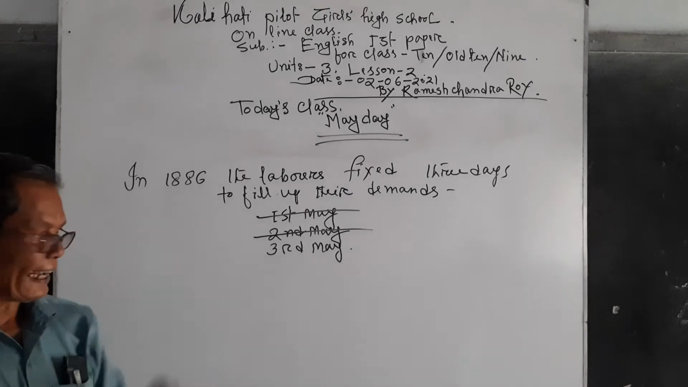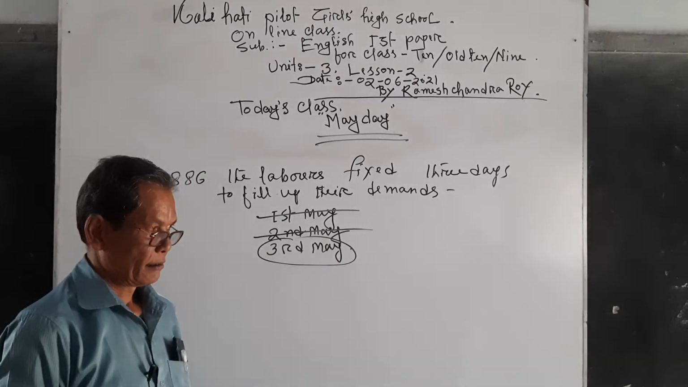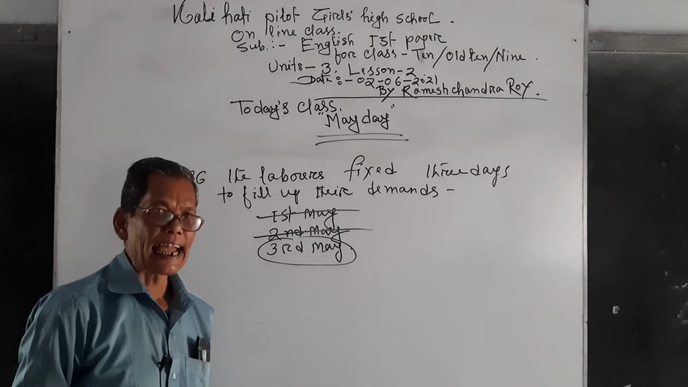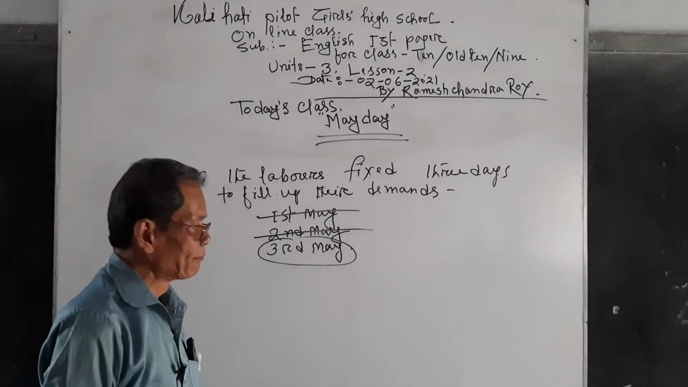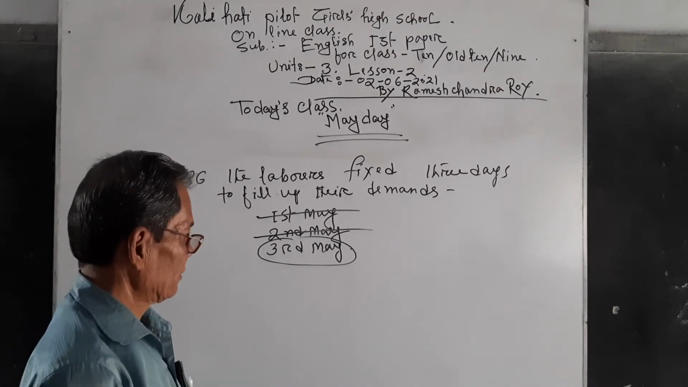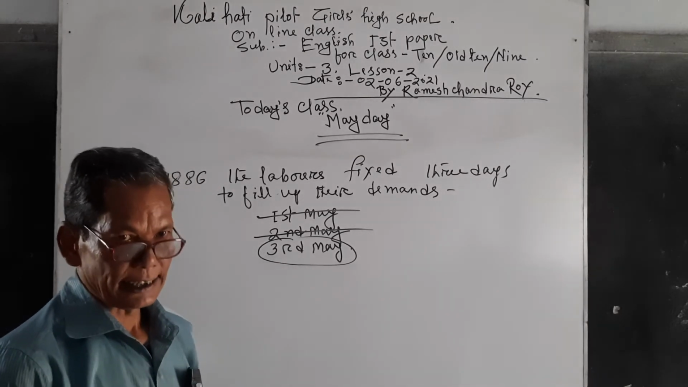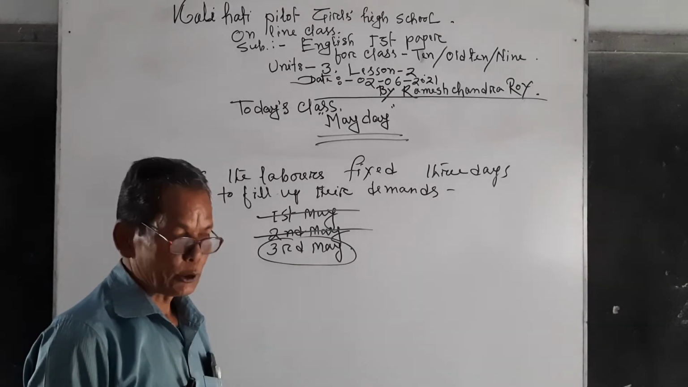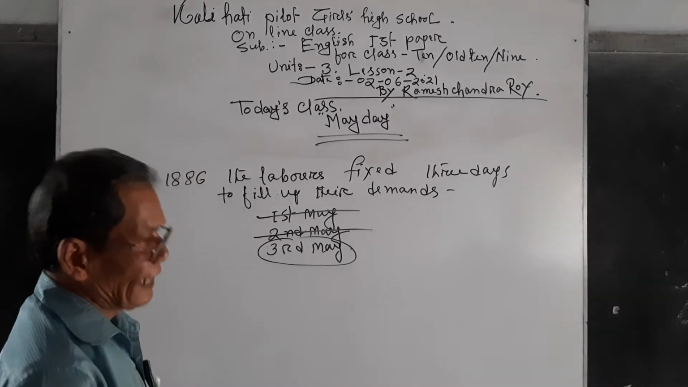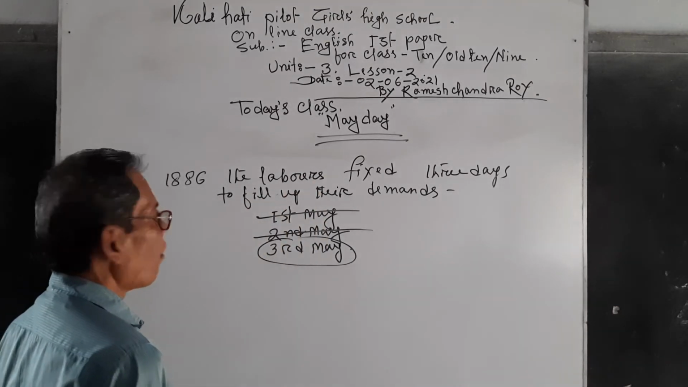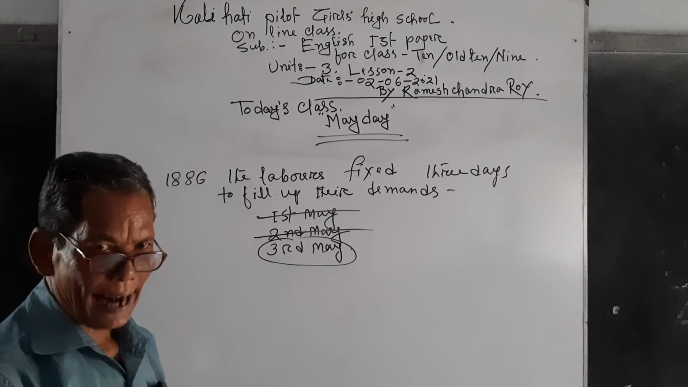Only one day, third May, remained. It was the ultimatum time for the labor classes, and it was also the ultimatum time for the owner classes. The labor classes demanded that their demands be fulfilled, and the owner classes wanted to pass over the days. That is why there was a clash between the two groups. On this day, all laborers came to join their works.